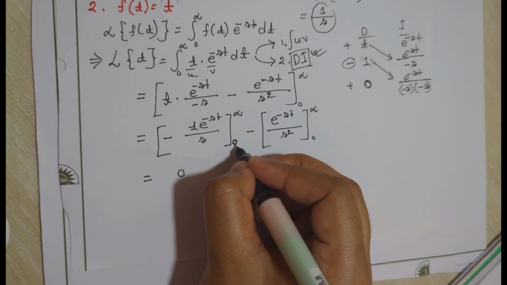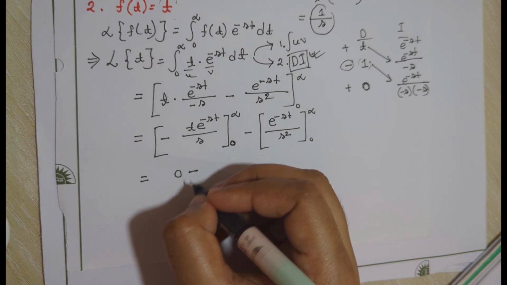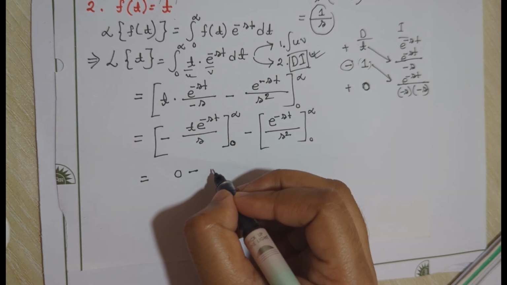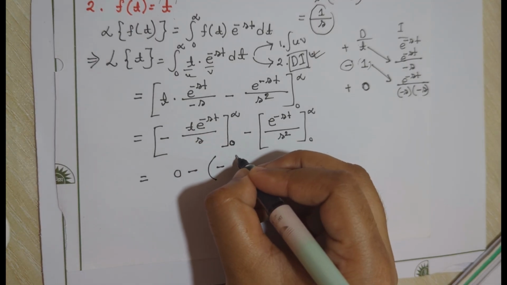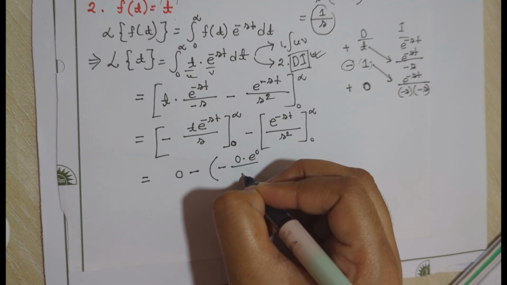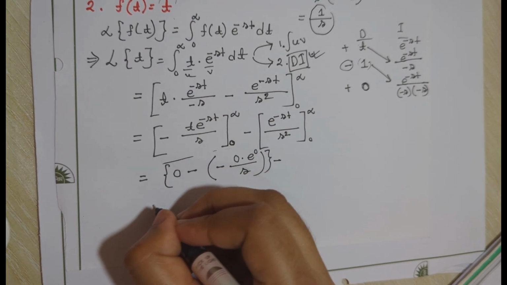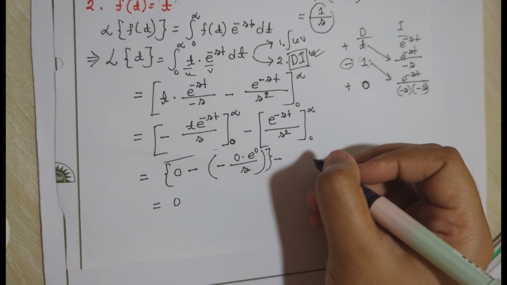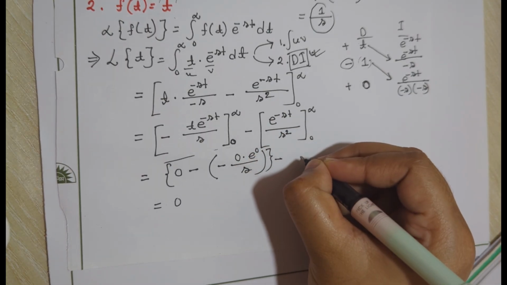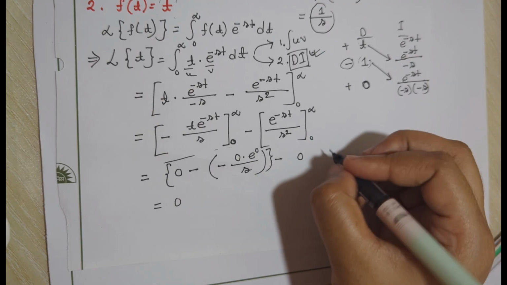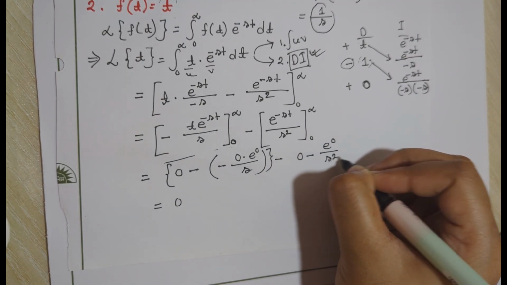And now if we put the lower limiting value, we have minus for our integration formula, and then we will get another minus. Let's take a bracket, then t equals 0 into e to the power 0 divided by s, means both terms will be 0. And let's find our second term. It is the same case, e to the power minus infinity, so our first term will be 0, and if we put 0 here, then we will get e to the power 0 divided by s square.